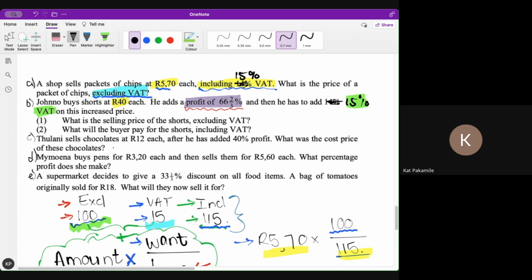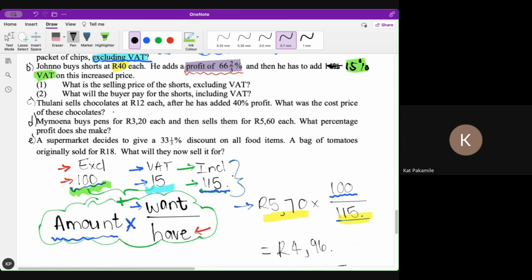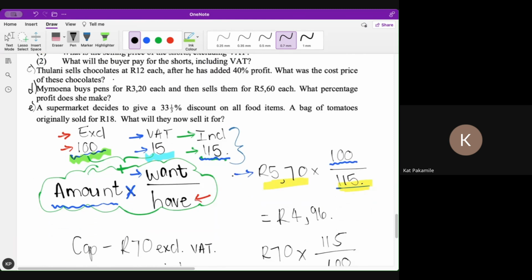Okay, I want to do quickly E before we leave because we haven't done a discount so far. What is a discount, guys? If I'm saying I'm selling some stuff at a discount, yes, so I'm charging less than the original selling price. Okay, so a supermarket decides that they're going to give their customers a 33 and a third percent discount on all food items.